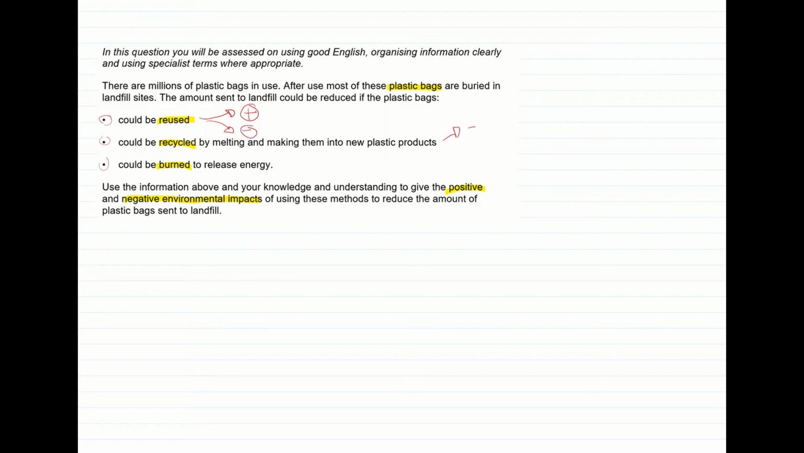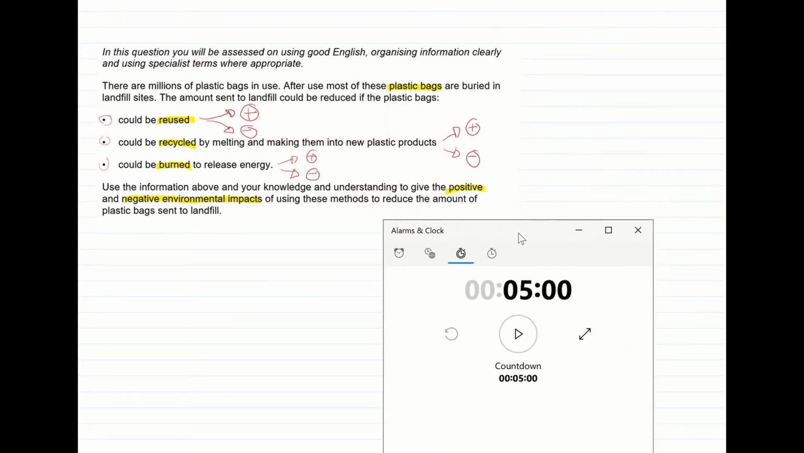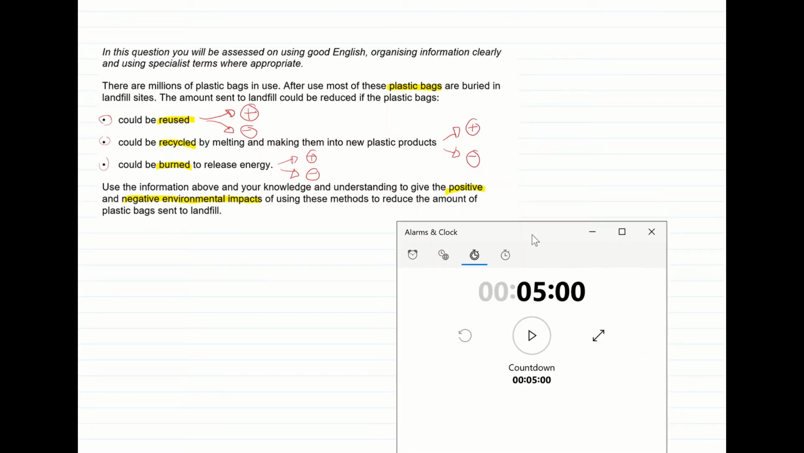So I'm going to give you 5 minutes to come up with a pro and con for all of these 3 points, okay? So I'm going to put the timer up now and I want you to think of things you could write about.